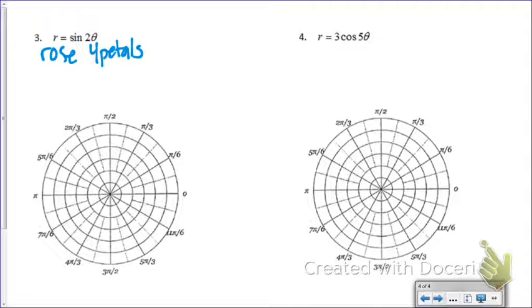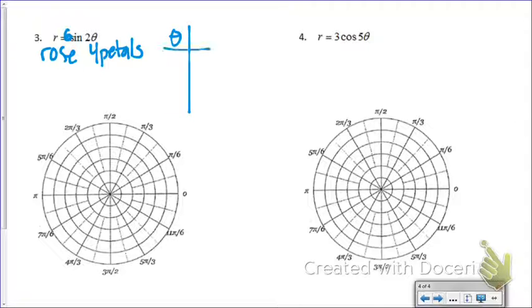And if you remember that number out in front, okay, the number out in front is the size of the petals. Now I'm going to go ahead and make that a bigger number just so it's a little easier to see here. I'm going to make that 6 out in front just to make this graph a little easier to see. Okay, now a 4-petal rose, what I'm going to do is make my chart again.